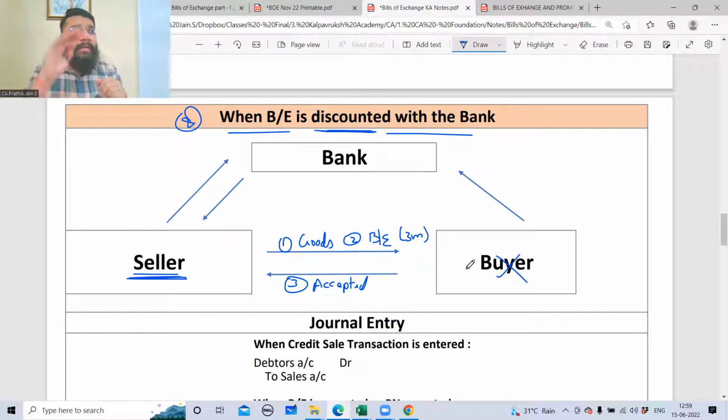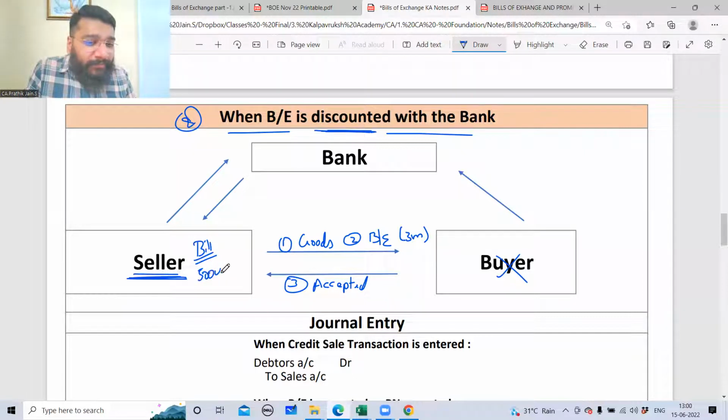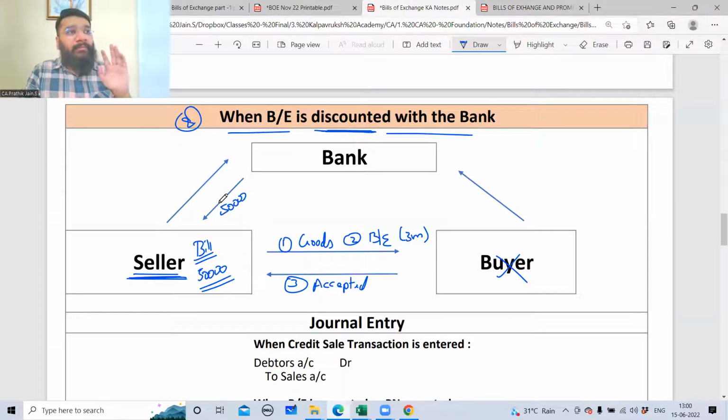Let's do one thing. This fellow calls him inside the bank, makes him sit in a nice AC cabin, gives him 1 glass of juice and tells him, I have a solution for your problem. Seller says, what is it? Tell me. The bill what you have worth 50,000, give that bill to me. So the seller is going to give 50,000 worth of bill to the banker. In return, banker is saying that I'll pay you the money.